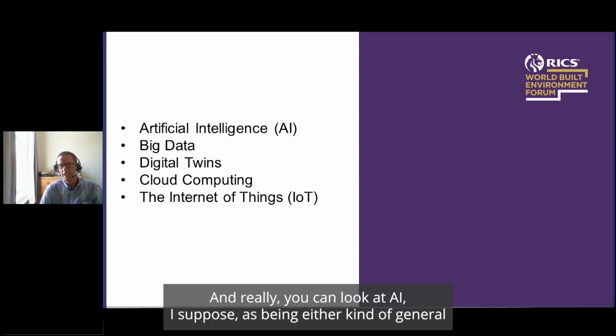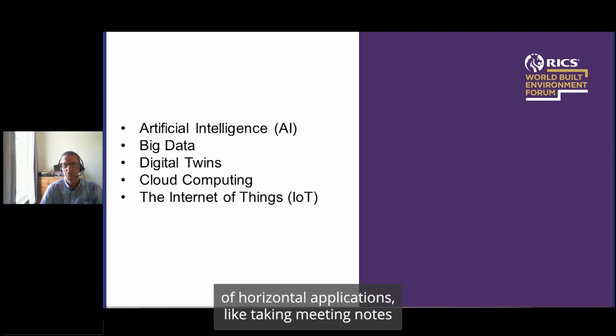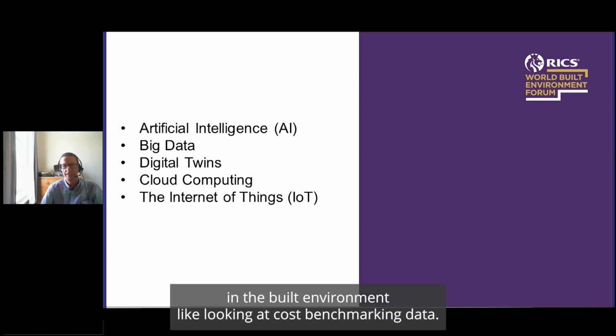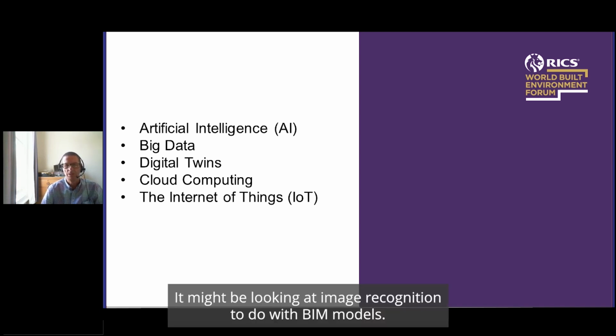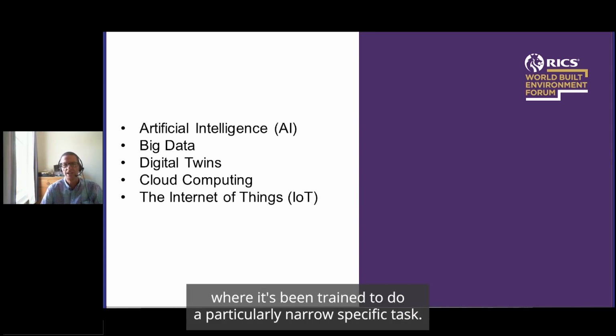And you can look at AI as being either general AI, in the ways it can look at recruitment and general horizontal applications like taking meeting notes that are really profession and sector independent. And then you can have strong, narrow AI where it looks specifically at some particular task. That might well be something in the built environment, like looking at cost benchmarking data. It might be looking at image recognition to do with BIM models. So it could be something very specific where it's been trained to do a particularly narrow task.